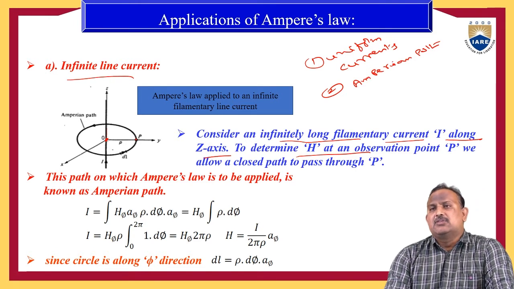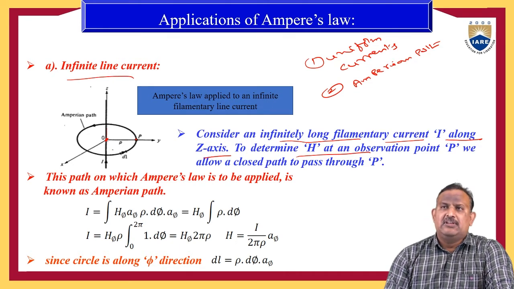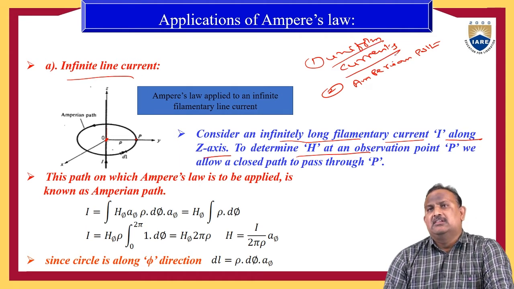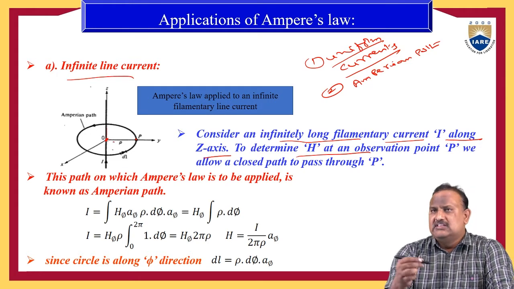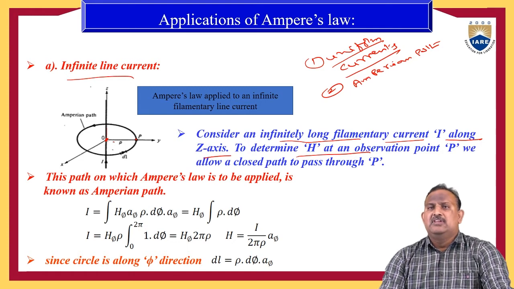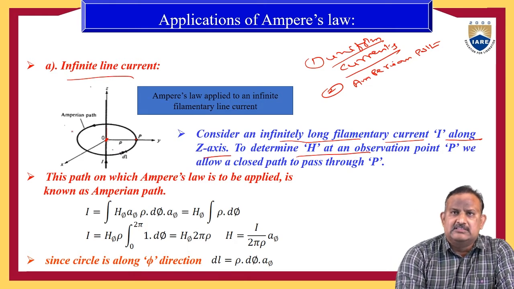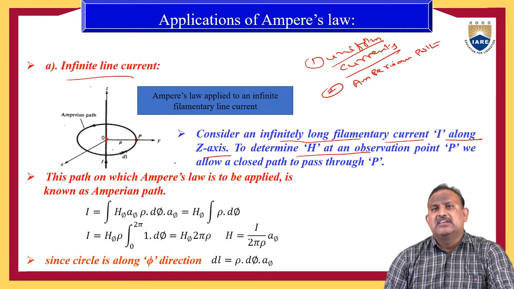To apply Ampere's circuit law, we need to check three different conditions. First, we check whether there is a uniform current distribution or not. Because the current is located at the origin, we can assume there is a uniform current distribution. Then we need to construct an Amperian path, like this. This is the Amperian path, and for this path we need to apply Ampere's circuit law.